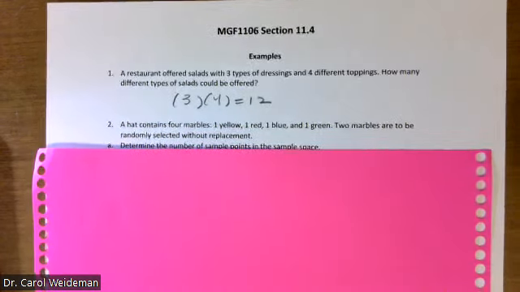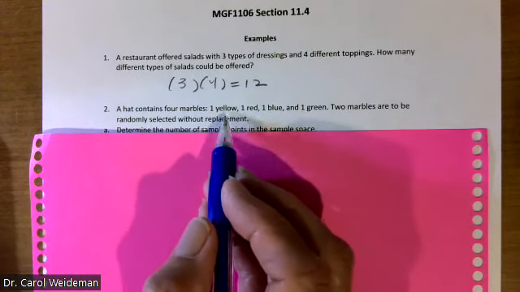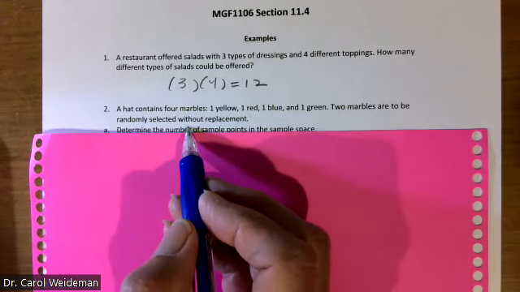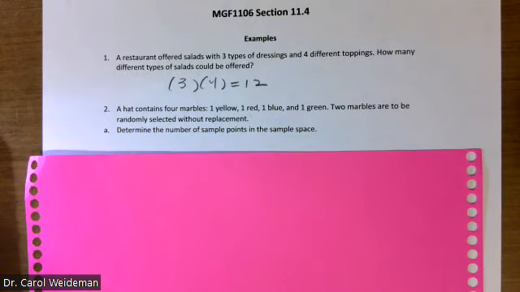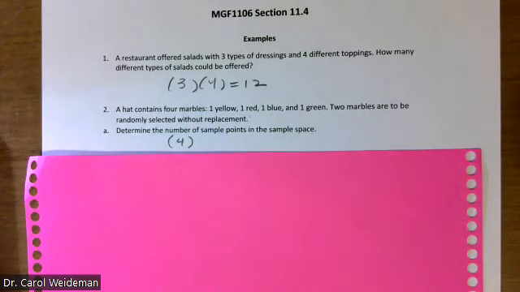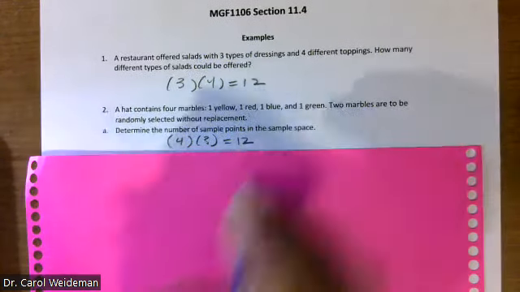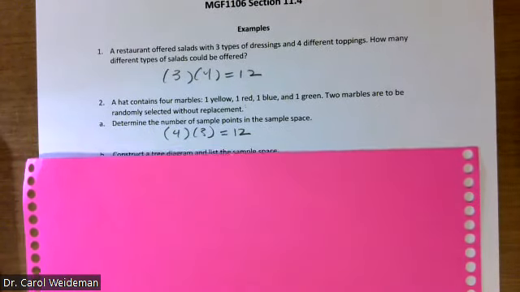All right, so now we're going to do a problem where we have a hat with 4 marbles: 1 red, yellow, blue, and green. We're going to pick 2 randomly without replacement. And first we want to determine the number of sample points in the sample space. So the first time I go in to pick, I have 4 marbles to pick from, 1 of each color. I'm going to take it out. I'm going to put it aside. I'm not going to put it back in before I pick the second marble. So when I go to pick the second time, I only have 3 marbles to pick from. So I have a total of 12 sample points in my sample space.